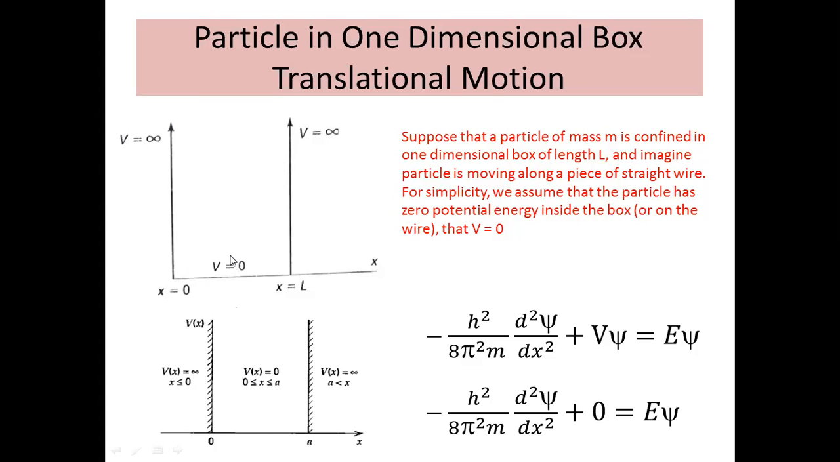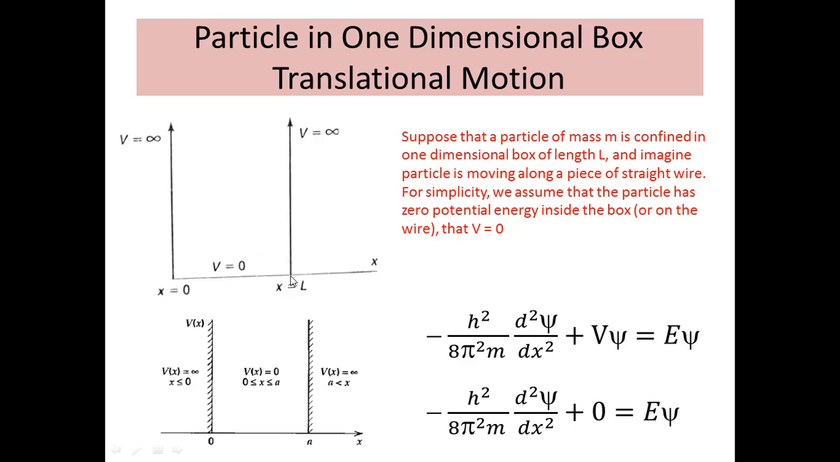That means when x is greater than 0 and less than L. So greater than 0 means starting from here, and less than L means it should be less than this point. So that is actually the dimension of the box. So the potential energy is zero within the box.